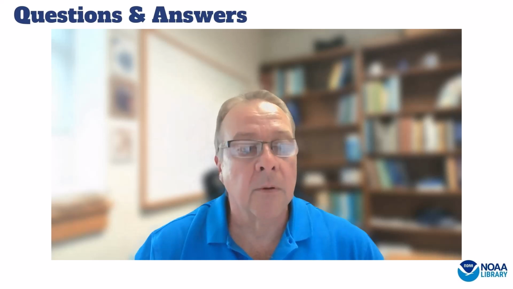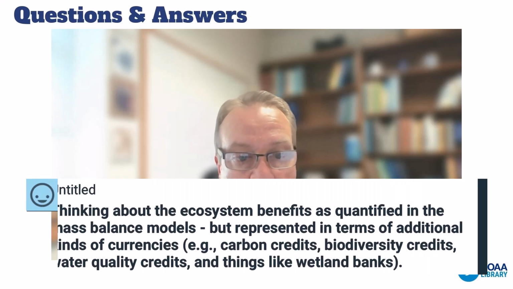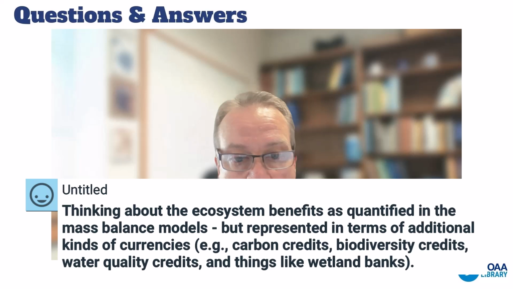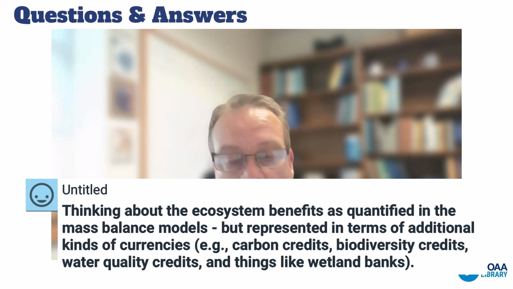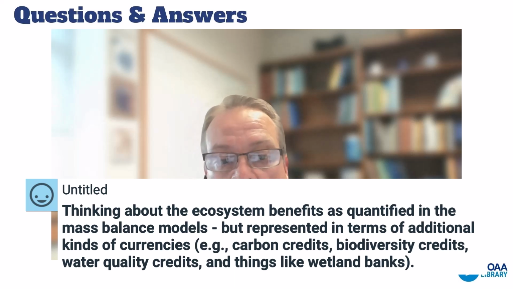Awesome. Thank you so much. And then there was a follow-up. I think it's a follow-up to the previous question about the market value of carbon credits. Let me put that on screen. Thinking about the ecosystem benefits as quantified in the mass balance models, but represented in terms of additional kinds of currencies, carbon credits, biodiversity credits, water quality credits, and things like wetland banks.